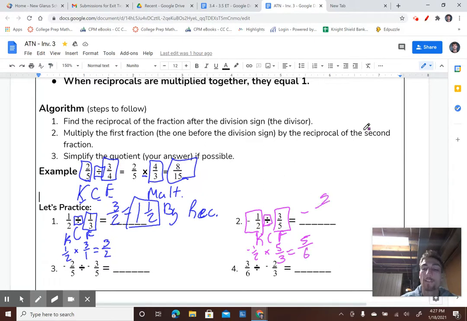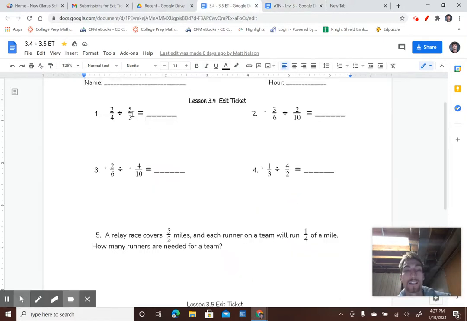So we have 5/6. And now let's think about it. Can we reduce this? Is there any number that goes into both 5 and 6? No, there isn't, other than 1. So that would be our final answer. All right, so I think we got the method down, keep, change, flip. So let's go ahead and go through the exit ticket together.